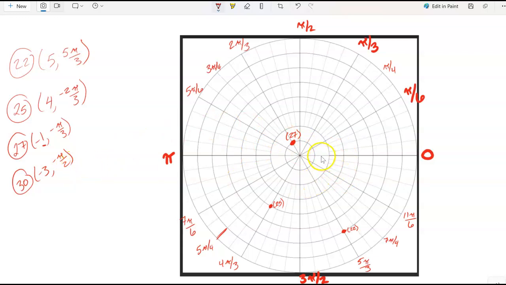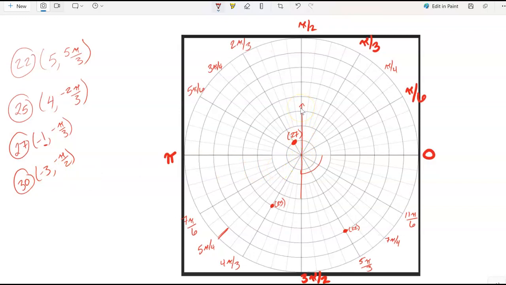So we're going to move negative pi over 2. Negative pi over 2 would be here. So my terminal side would be this side, but because r is negative, we move along the opposite. So we extend that terminal side in the opposite direction, and we're going to move 3 units. So 1, 2, 3, right here. There's my point for (3, -pi/2). I'm going to clean my graph up by erasing those extra lines.